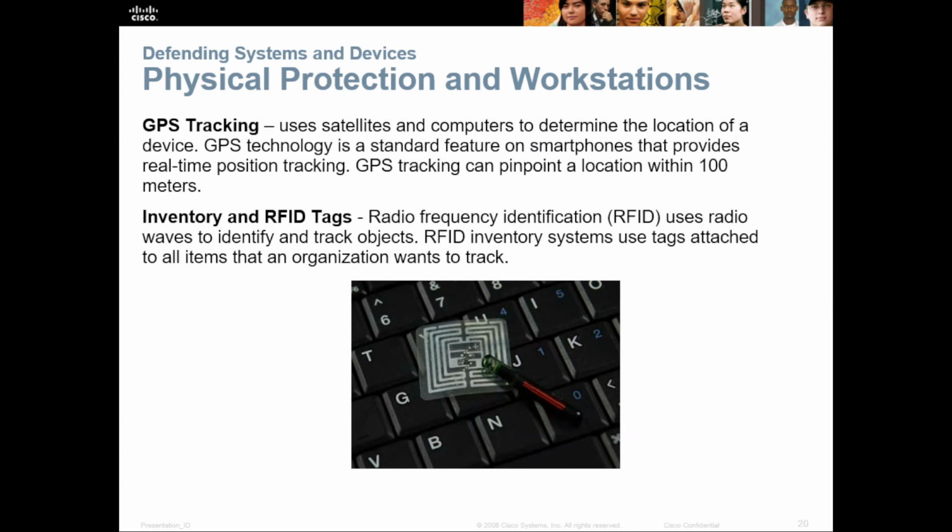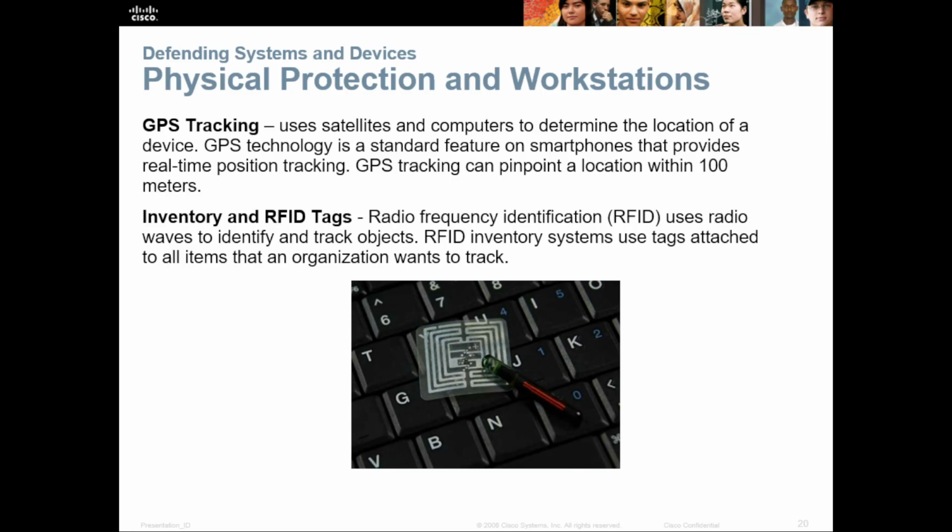GPS tracking. GPS tracking uses satellites and computers to determine the location of a device. GPS technology is a standard feature on smartphones that provides real-time position tracking. GPS can pinpoint a location within 100 meters.